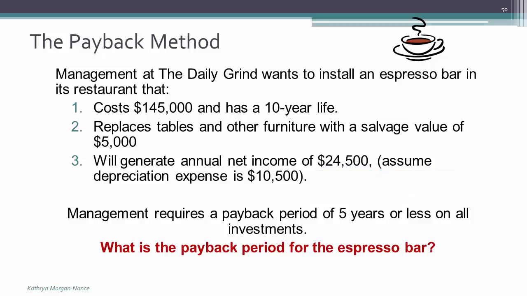Management requires a payback period of 5 years or less. What is the payback period on the espresso bar? Before starting your calculations, remember the following. If you are provided with annual net income, you should assume it is presented on an accrual basis and you must convert it to a cash basis. Depreciation is a non-cash item that must be added back to accrual-based net income to determine cash flows from a project. However, you can ignore depreciation if you're initially provided with the cash flows. Please let me know if this doesn't make sense.